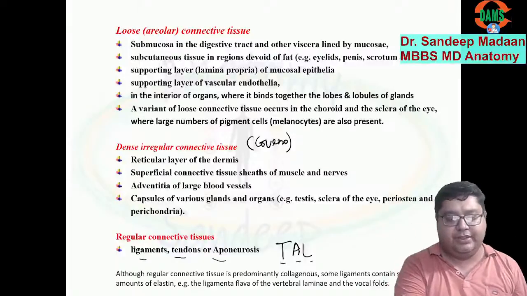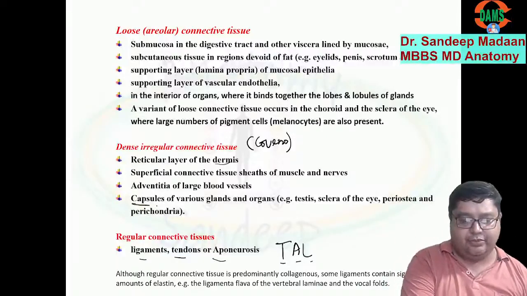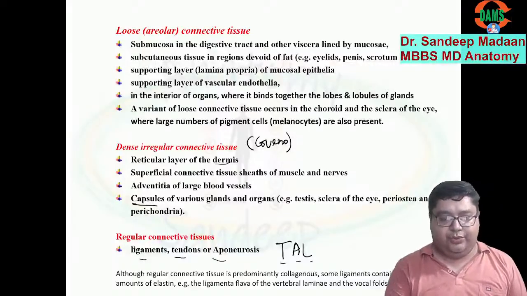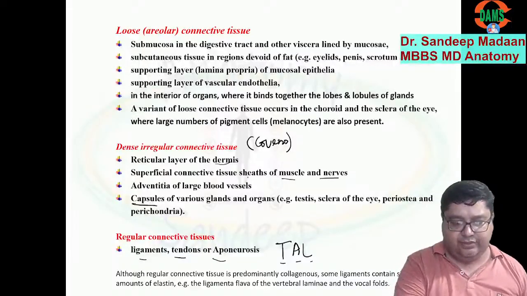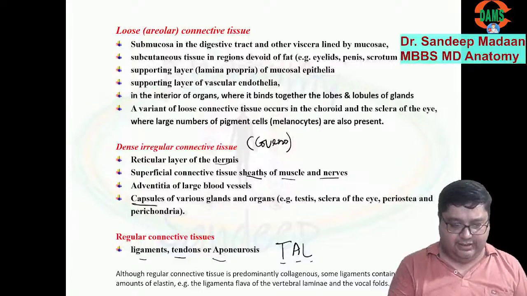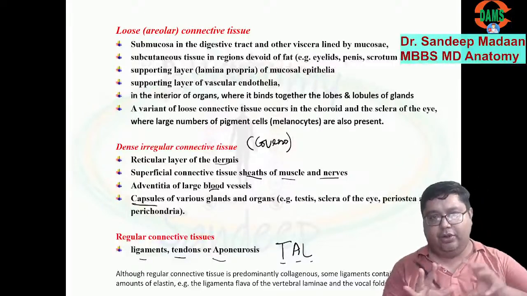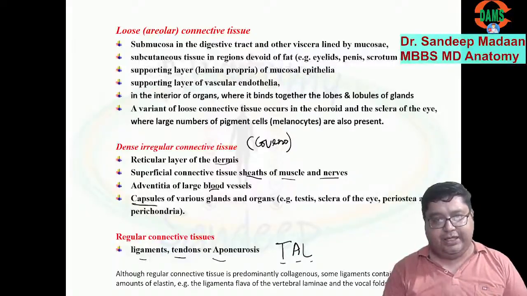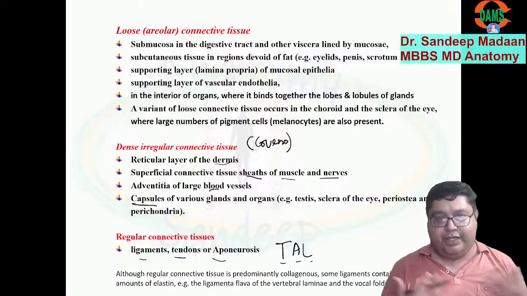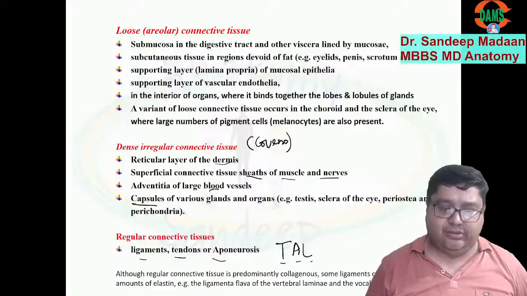For example, dermis. Dermis is a cover. Capsule for the gland, capsule is a cover. For the muscle and the nerve, we have the sheath. Sheath is a cover. Adventitia of the blood vessel, that is the outermost layer, that is a cover. So basically, all of them are justifying for the cover. Periosteum, perichondrium, perimysium, perineurium, all these are nothing but the covers.